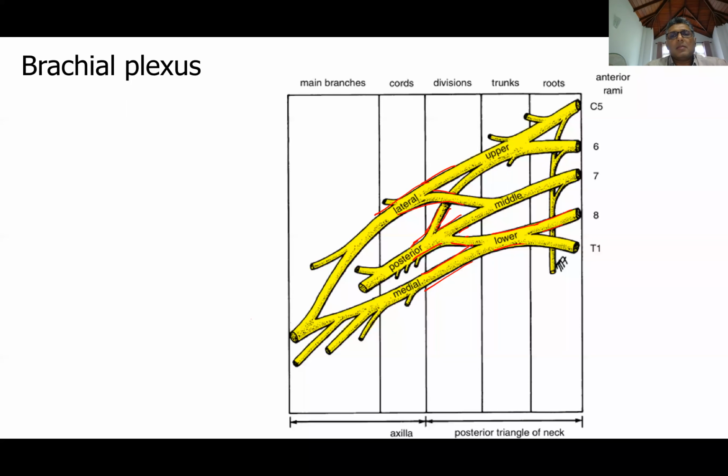Now the lateral, medial and posterior cords are named based on their relationship to the axillary artery in that area. So one that is lateral to it is called lateral and so on. Okay. Then from the cords, lateral, medial and posterior cords, you get branches which are important for us. From the lateral cord, you get 3 branches. From the posterior cord, you get 5 branches.